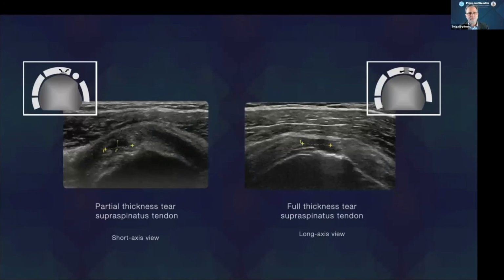This sonogram demonstrates a short axis view of the partial thickness tear of the supraspinatus tendon and the long axis view of the full thickness supraspinatus tear. This is a partial tear, and this is a full thickness tear of the supraspinatus tendon.